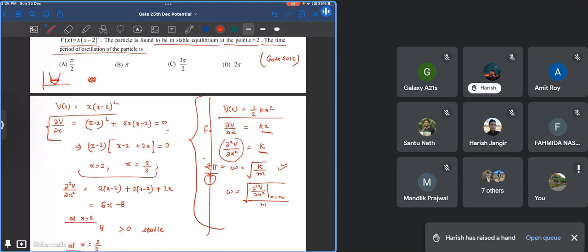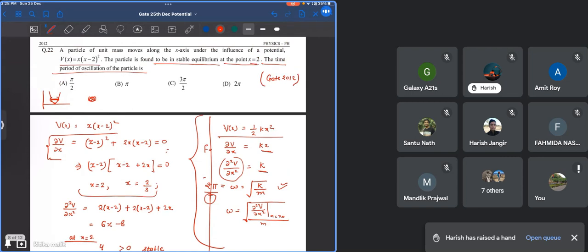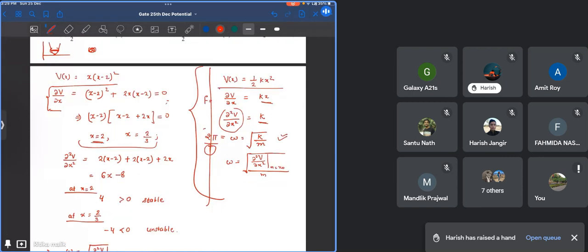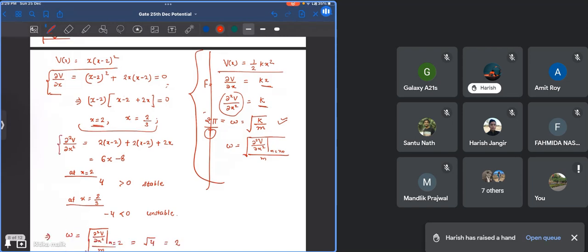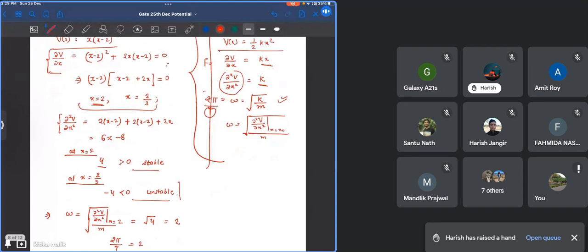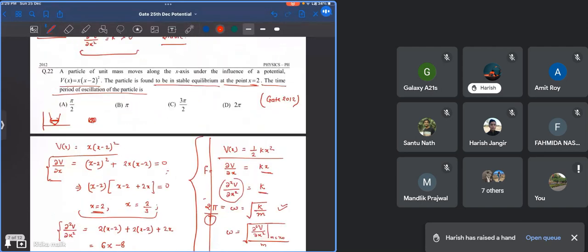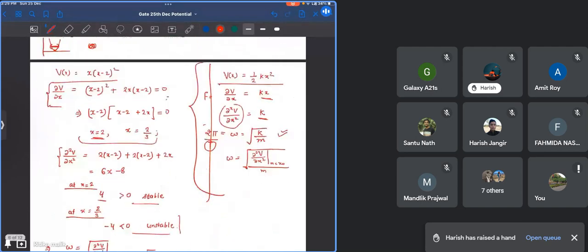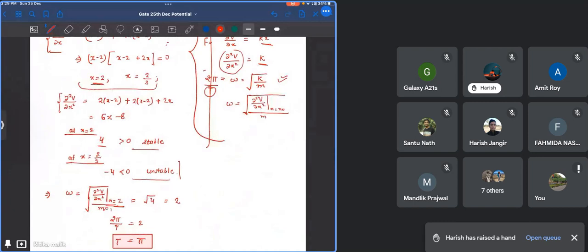So we get 2 points, and it is given to us that at x equals 0 we get a stable equilibrium. So we just calculate del 2V by del x square, and at x equals 2 we get a stable equilibrium. At 2 by 3, although unstable, we just check it. So we calculate del 2V by del x square at x equals 2, which is 4, and it is given to us mass is unit mass. So we just put m equals 1.